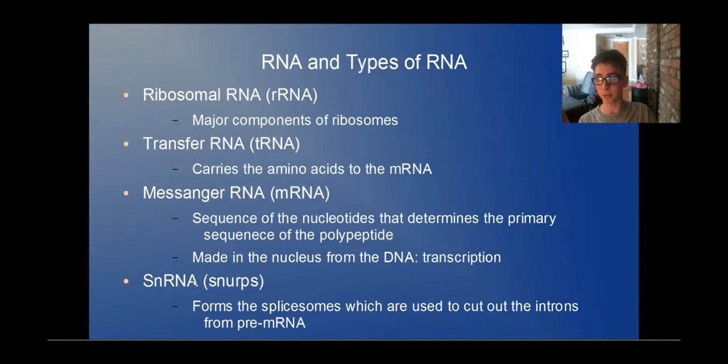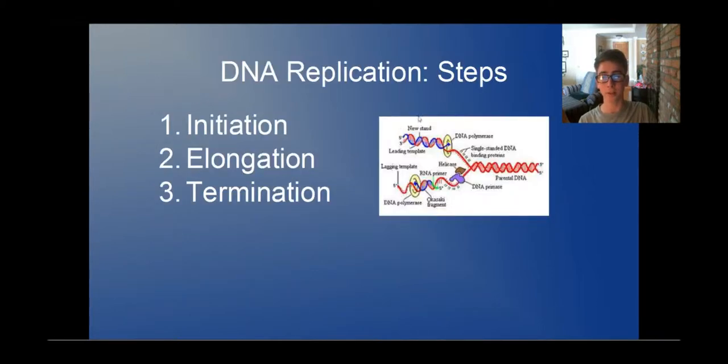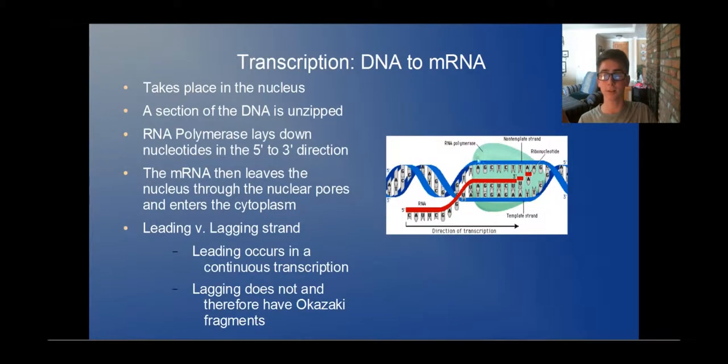And then you have snRNA, or SNRPs, which forms the spliceosomes, which are used to cut out the introns from the pre-mRNA. So DNA replication follows three steps: initiation, elongation, and termination. So it starts it, stretches it out so it can replicate, and then terminates and binds back together.